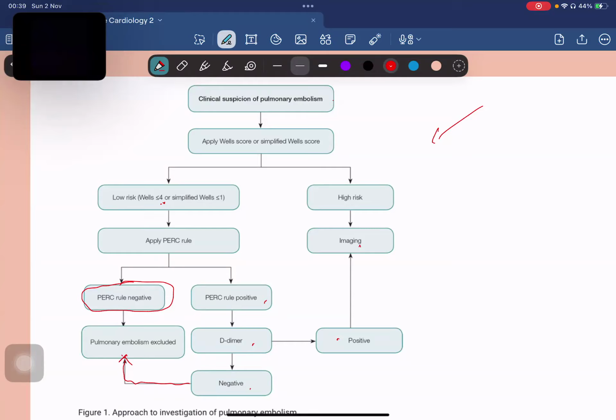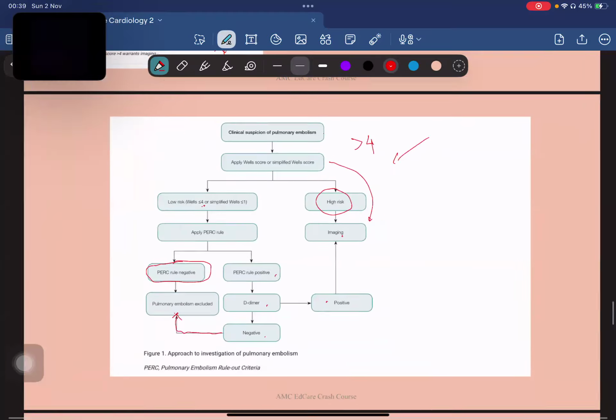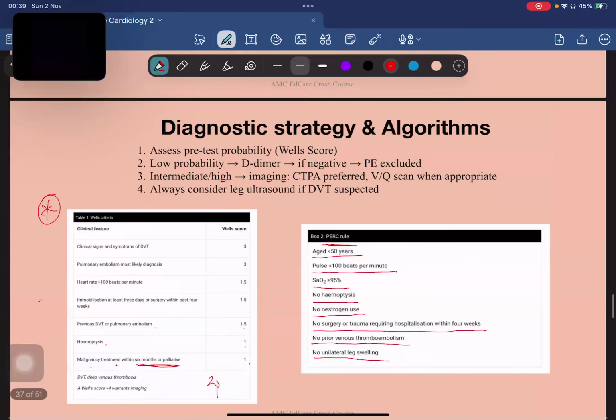With that being said, the high risks are very easy. If the Wells score is more than 4, you categorize the patient as a high risk patient, and you straight away go for imaging. So that would pretty much be the diagnostic algorithm, I would say.